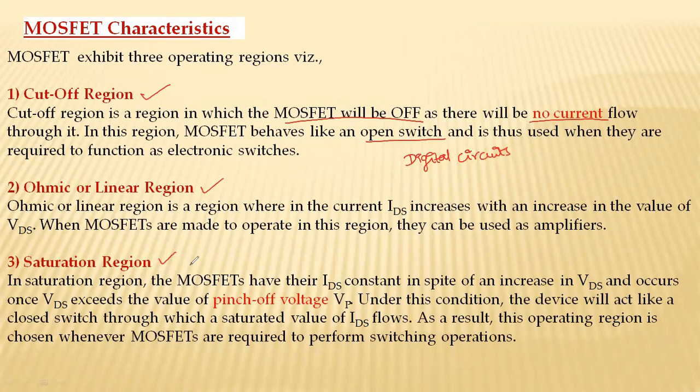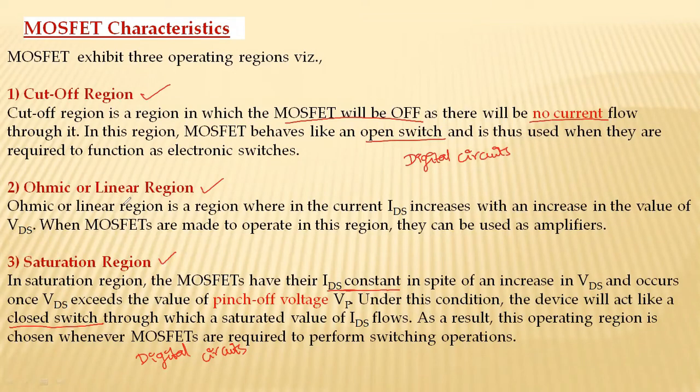And similarly, in the saturation region, above the pinch off voltage, the drain current is almost constant, which is maximum. So therefore, it acts as a closed switch. That is why it is used as a switch in digital circuits. So the MOSFET acts as either open switch or closed switch in cutoff and saturation region. So the application of MOSFET is that it is used as a switch in digital circuits in these two modes.